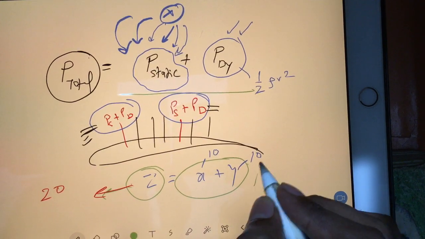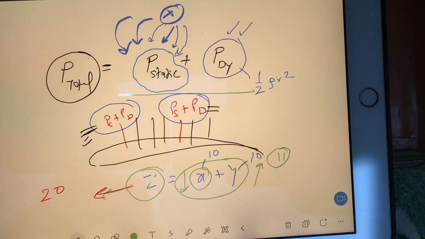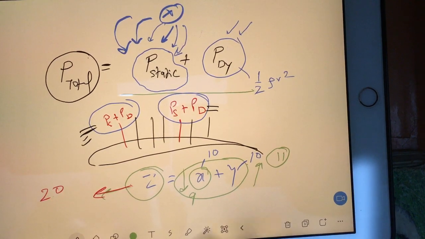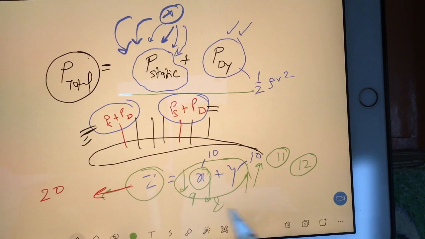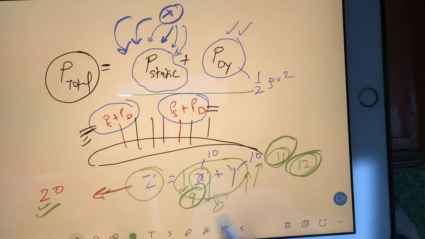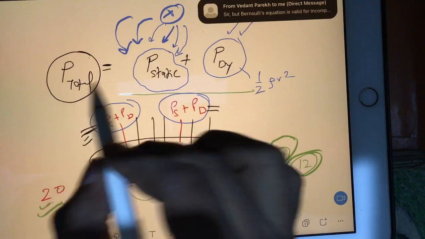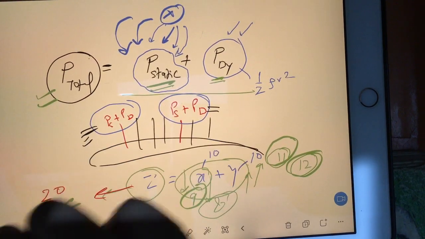Now if Y increases and becomes 11, then of course X has to decrease. X has to be 9. If Y increases and becomes 12, then of course X has to decrease to become 8. So that every time you add 11 plus 9, it should come to 20, and 12 plus 8, it should come to 20. So this is what we say: P static plus P dynamic has to be equal to P total every time.